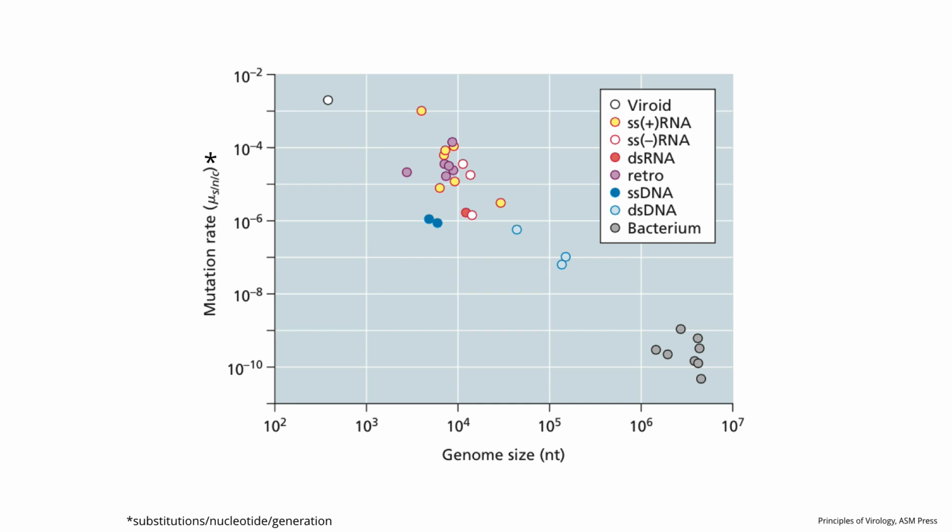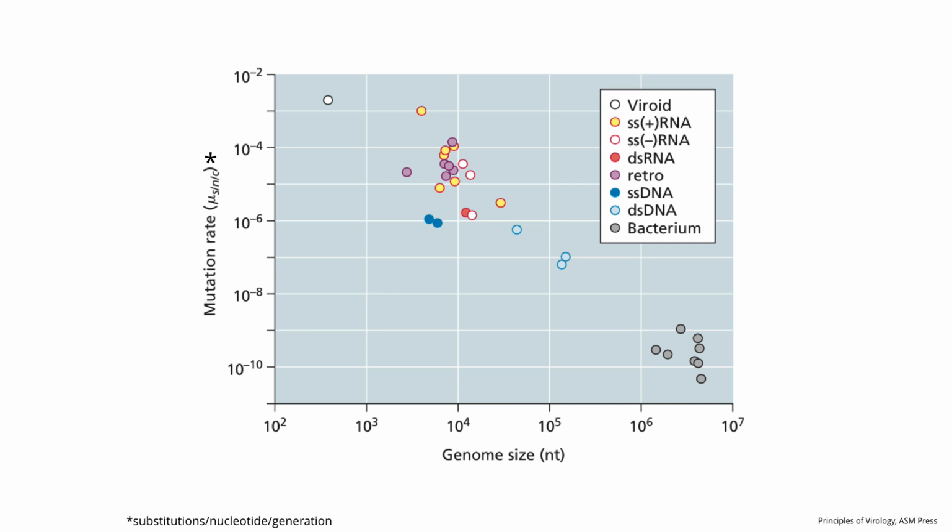So here's a very nice graph where we're looking at, on the x-axis, genome size from very small, 100, and there are some virus-like elements, we call them viroids, with genomes of 100 nucleotides. We'll talk about those later, and they encode no proteins. They have a very high mutation rate. So on the x-axis, genome size from 100 to 10 to the 7th nucleotides, and then on the y-axis, mutation rate in substitutions per nucleotide per generation, from -10 all the way up to -2.